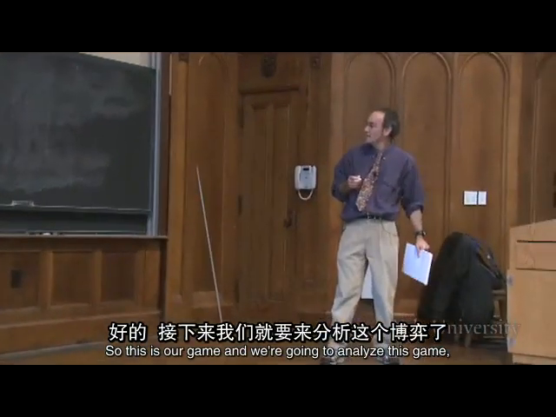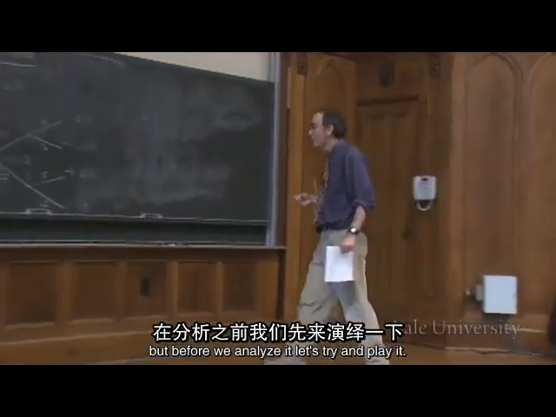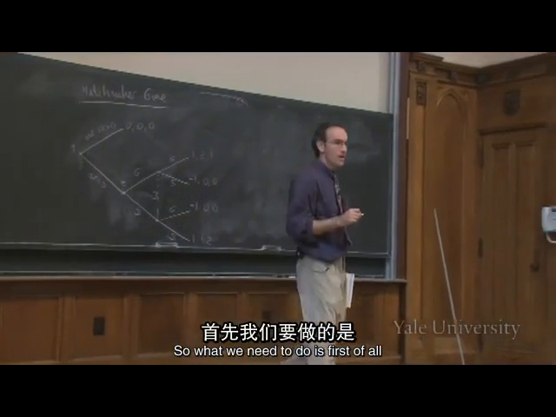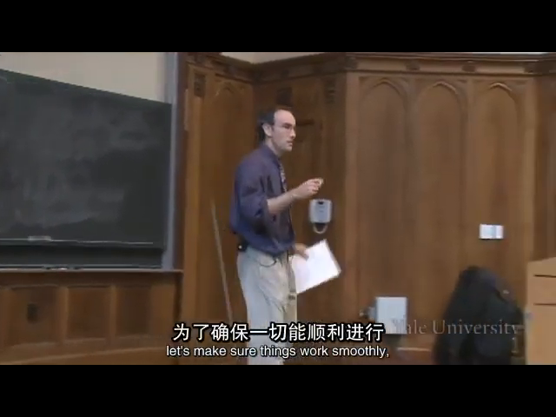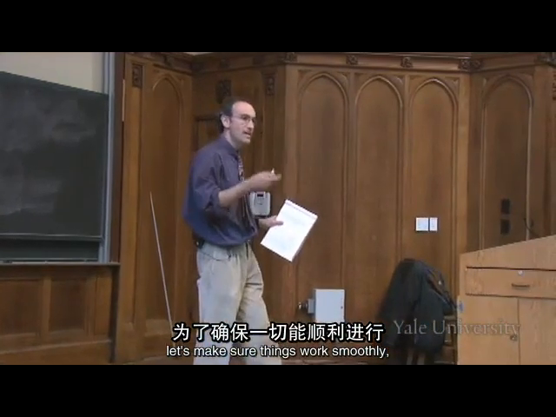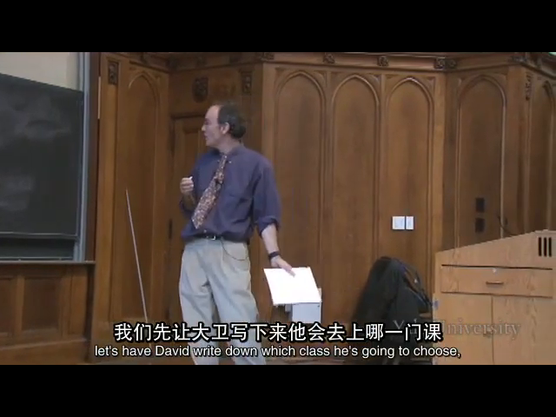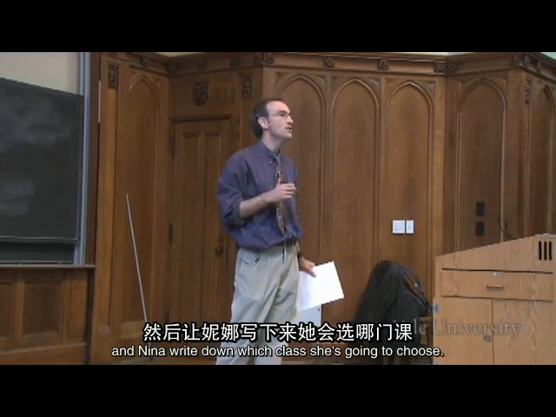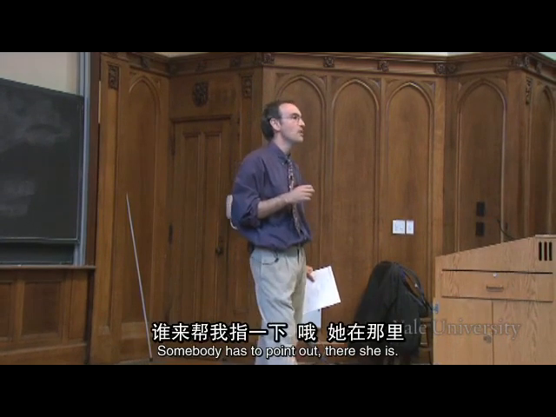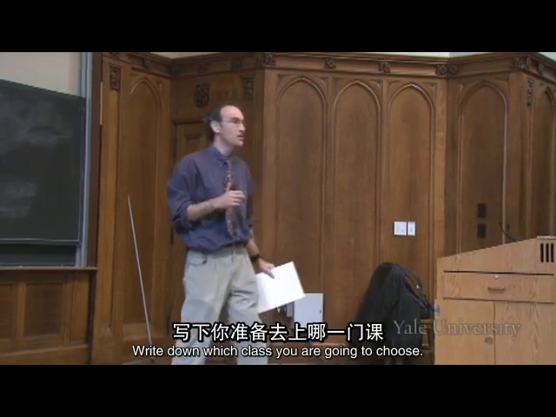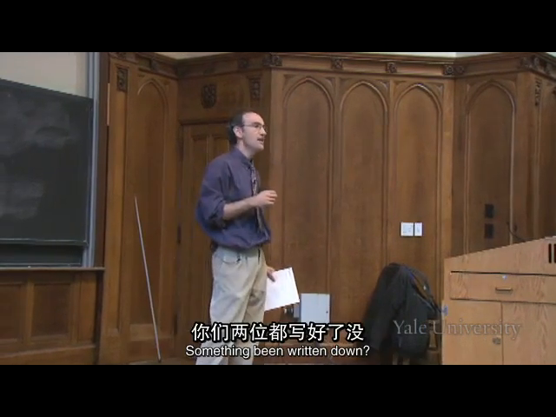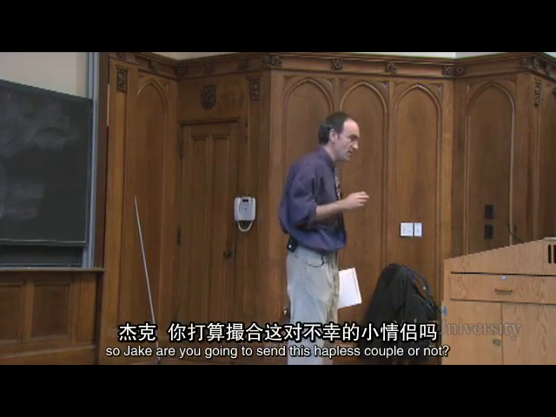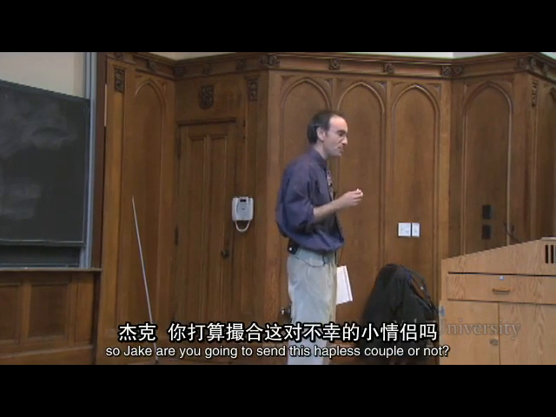We're going to analyze this game, but before we analyze it, let's try and play it. What we need to do is, first of all, let's make sure things work smoothly. Let's have David write down which class he's going to choose, and Nina write down which class she's going to choose. I've lost sight of Nina. Somebody needs to point her out. There she is. Right, write down what class you're going to choose. Okay. Something been written down? Okay. And Jake, you've got your mic there. Sorry, Jake. Are you going to send this hapless couple or not?